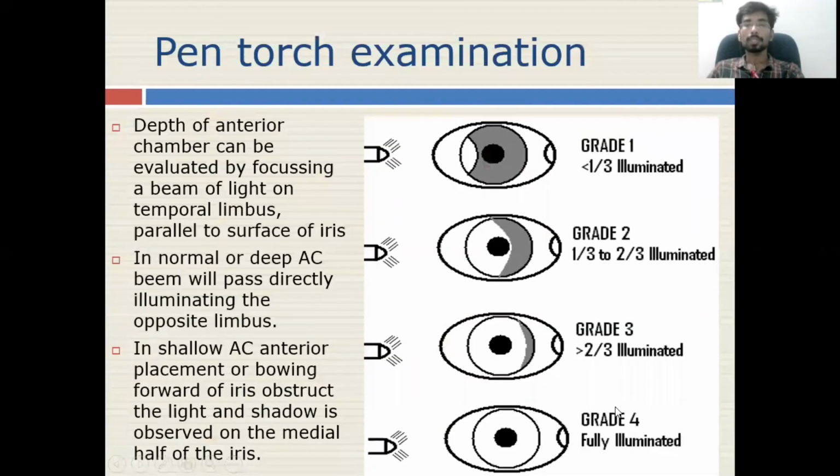If it is fully illuminated, it is grade 4. More than 2/3 illumination is grade 3. 1/3 to 2/3 illumination is grade 2. Less than 1/3 illumination is grade 1.